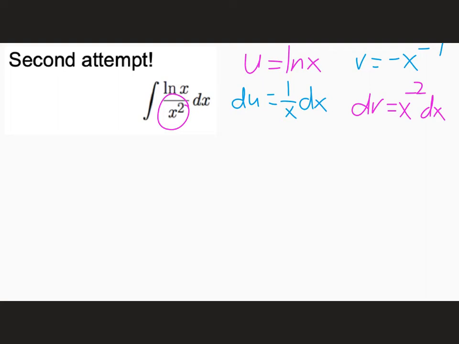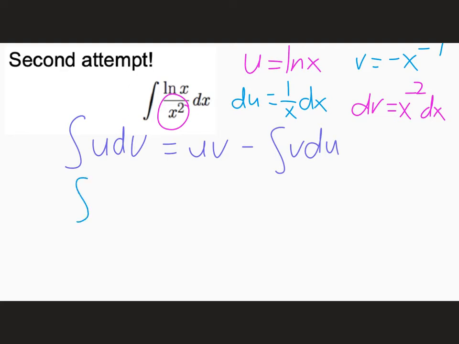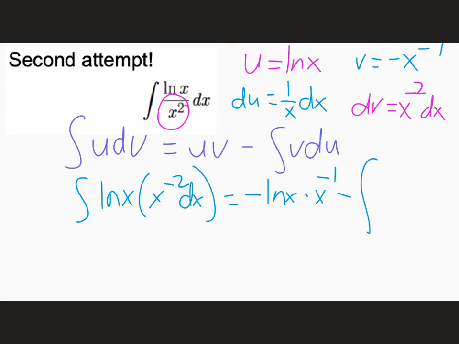On the previous page, we had u dv. If we integrate that, that's uv minus the integral of v du. So in this case, we have u and then dv. I'm trying to make it explicit what's going on. And then uv, so negative natural log of x times x to the negative 1, minus the integral of v, so I'm going to say plus x to the negative 1, du, so times 1 over x dx.